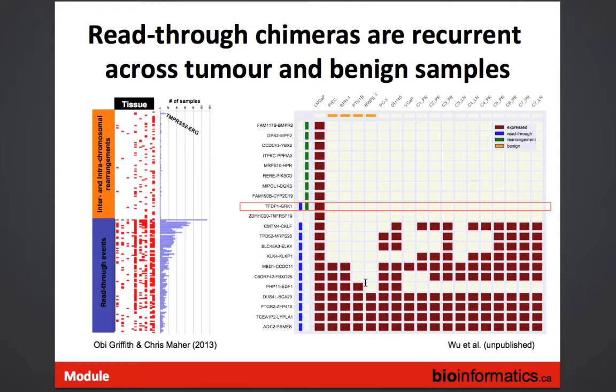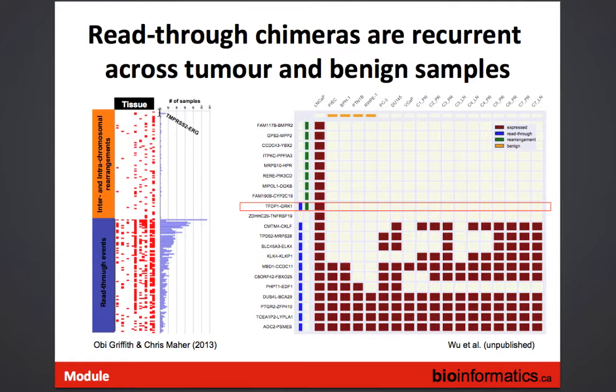So when we look at another way of prioritizing these, it's basically to look at whether or not, based on the relative gene position, it could be a read-through. Read-throughs are quite prevalent, as we see basically on the left here, where we're showing a number of inter- and intra-chromosomal rearrangements, and then a number of read-through events. And then this matrix shows tissue by rearrangement presence. And then there's a histogram on the right of the same information.